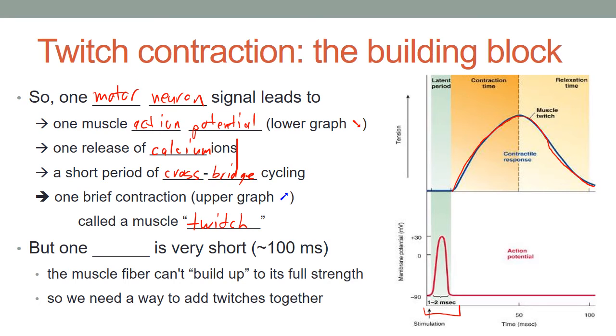And one twitch, as you can see from that upper graph, is very short. It's about 100 milliseconds. And in the 50 milliseconds that it has to build up before it starts to relax again, the muscle fiber doesn't have enough time to build up to its full strength. So we need a way to add twitches together.